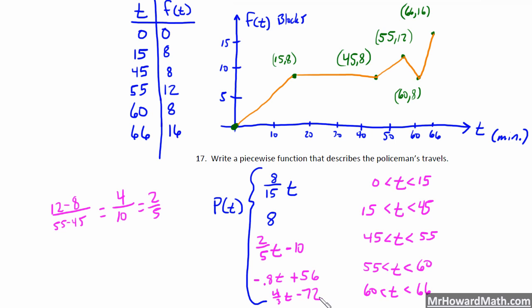Let's just check these. 4/3 t minus 72, negative 0.8 or negative 4/5 t, either way, same thing, plus 56 for the y-intercept. 2/5 t minus 10, 8, and 8/15 t. And this was good for a domain of 0 to 15 right here. This one was 15 to 45. Then this third piece was from 45 to 55. The fourth piece is from 55 to 60, and the last piece is from 60 to 66. So that describes all of it.